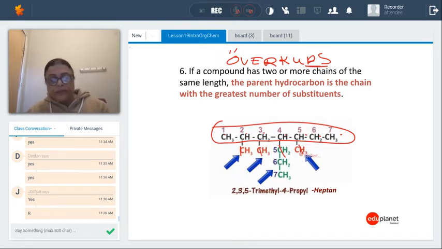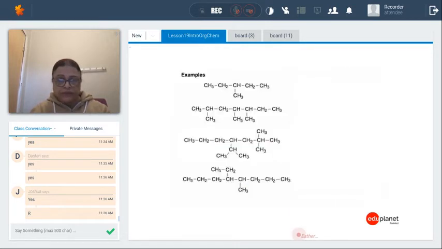Okay, that's it. These are the rules, and that is more than enough because that is confusing, don't you think? But once you get used to it, it will be no problem. So the only thing is to practice.